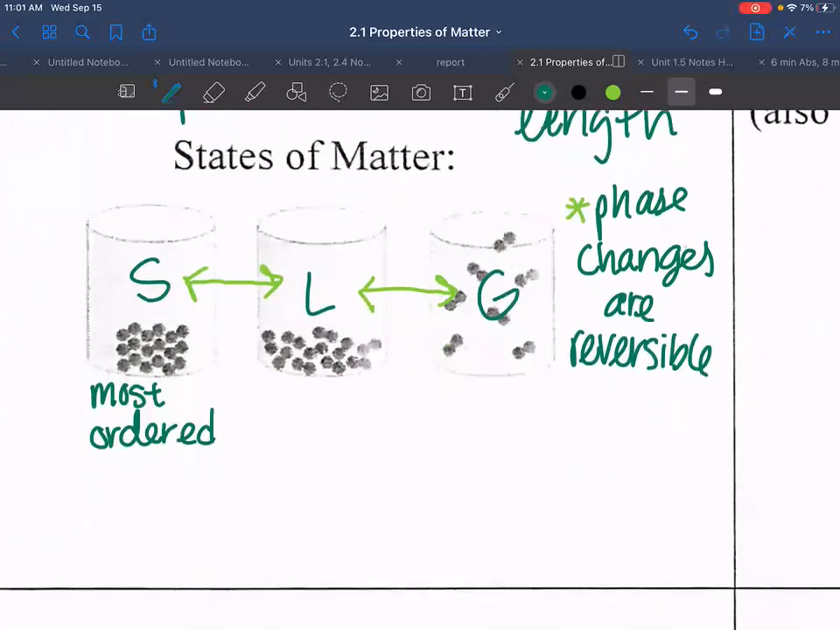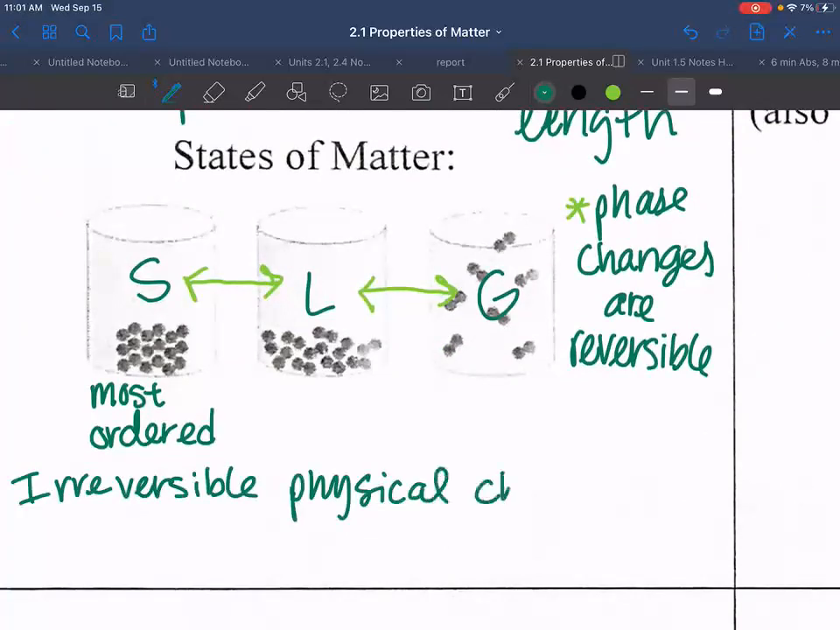Now, what about irreversible physical changes? Does anyone remember what my example was? Tearing paper. So this would be tearing, cutting, smashing, where all the pieces still have the same physical properties. You just changed how it looks a little bit.